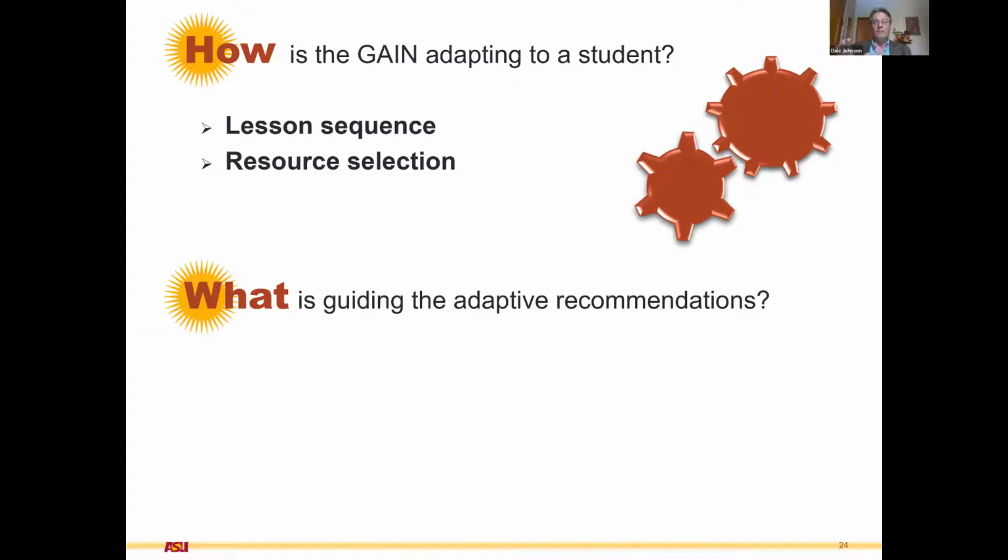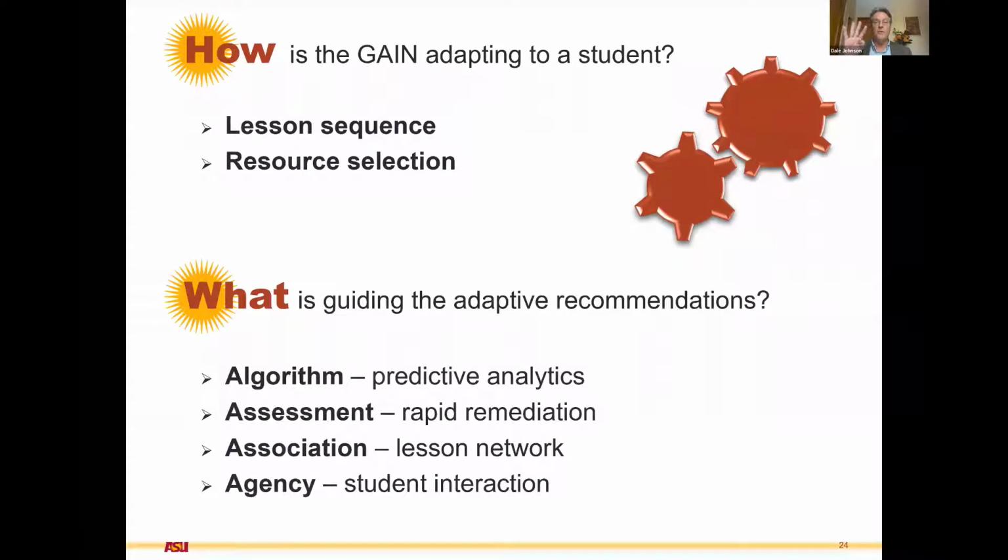But the second question that follows most conversations I have about adaptive systems is, what's actually guiding that? Well, we've got 4 techniques that we've encountered in our work with adaptive systems. Everyone thinks about the algorithm first. People talk about artificial intelligence, machine learning. They talk about this recommendation engine, but that's the hardest to develop and deliver. It took the ALEKS team almost 20 years to get to a point where they had a reliable predictive analytics tool in their system. So in the meantime, while we're building towards an algorithm, we're talking about assessment, rapid remediation.